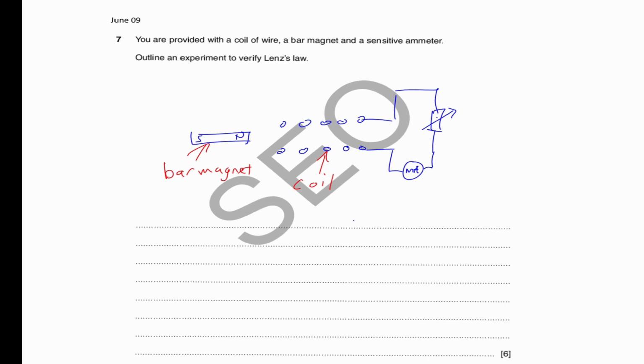Now that's all you need to say. There's no need to explain, because they didn't ask you to explain. They just asked you to outline the experiment to verify.